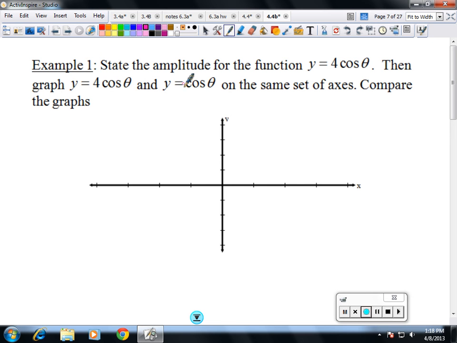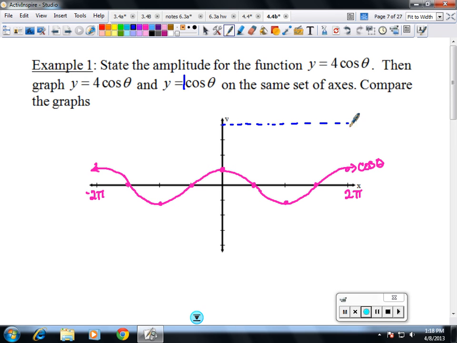It says to graph 4 cosine of theta and cosine theta on the same set of axes. Well, in my period, I'm going to label my ends right now as negative 2 pi to 2 pi. Cosine starts in the clouds, and it bounces here. And this is the regular old parent graph of cosine. Okay, that's y equals cosine of theta. Well, for 4 cosine of theta, it stretches the graph vertically. So instead of going up and down to 1, because this is understood to have a 1 in front of it, it's going to go up and down to 4. 1, 2, 3, 4.